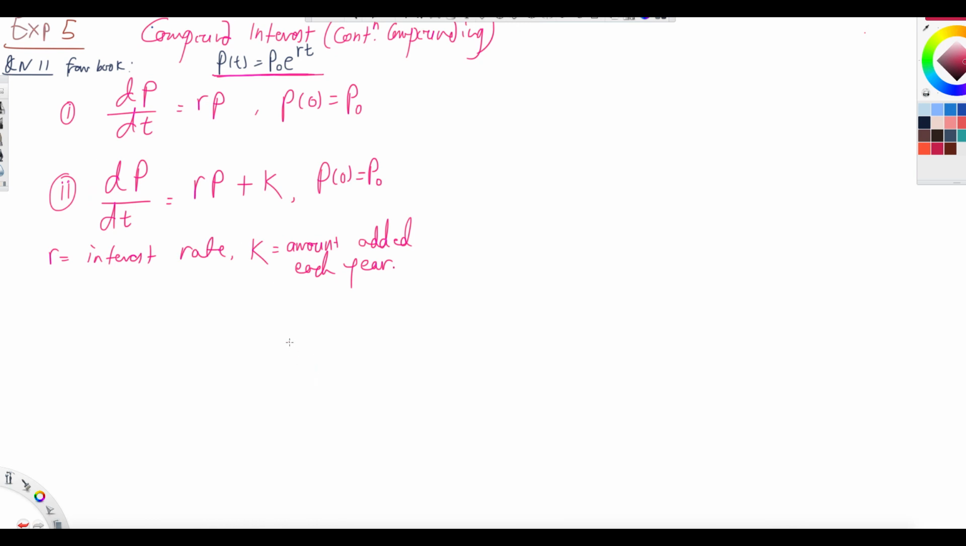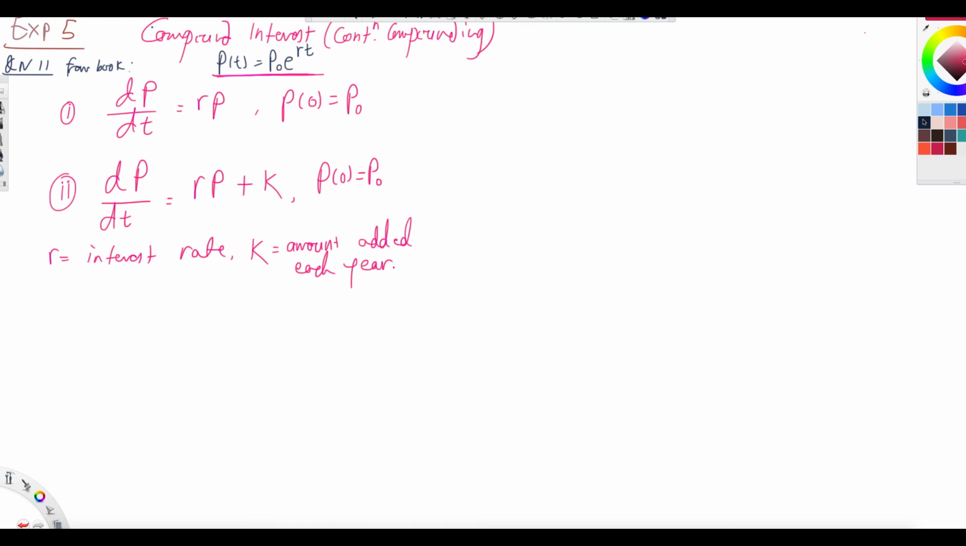Let me read question number 11 first. What does it say? A young person with no initial capital, so that means P0 is 0, invests K dollars per year at an annual rate of return R. Assume that investments are made continuously and that the return is compounded continuously. Part A: determine the sum S of T.